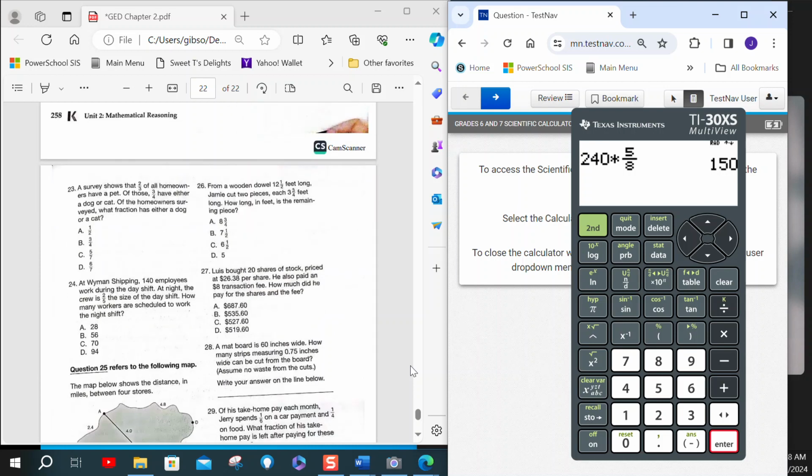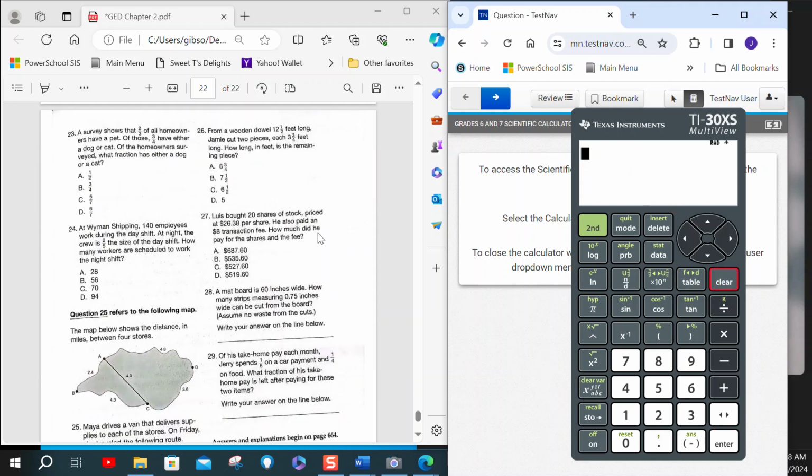Now we come here to the last page and we go to problem 23. It says a survey shows that 2/3 of all homeowners have a pet. Of those, 3/4 have either a dog or cat. Of the homeowners surveyed, what fraction has either a dog or cat? Okay, so a survey shows that 2/3 of all homeowners have a pet. Of those, 3/4 has either a dog or a cat. Of the homeowners surveyed, what fraction has either a dog or a cat?